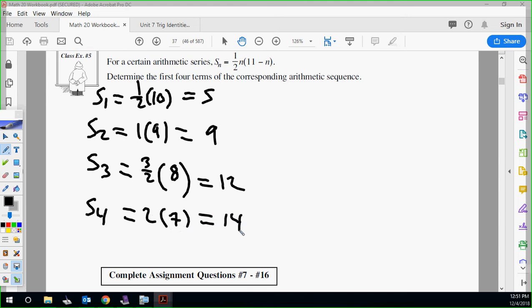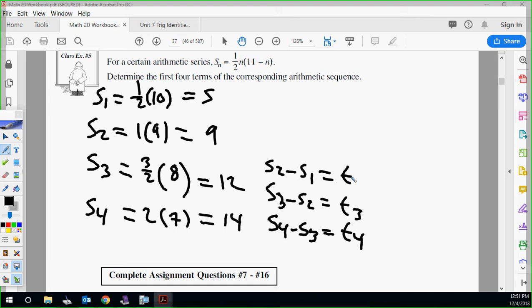All right, so what they're trying to get you to figure out is they want all 4 of the term numbers of the pattern, though. And see how we have the series outputs? So what we can do is we're going to go S of 4 minus S of 3 equals T4. S of 3 minus S of 2 equals T3. S of 2 minus S of 1 equals T2. S of 1 equals term 1, by the way.